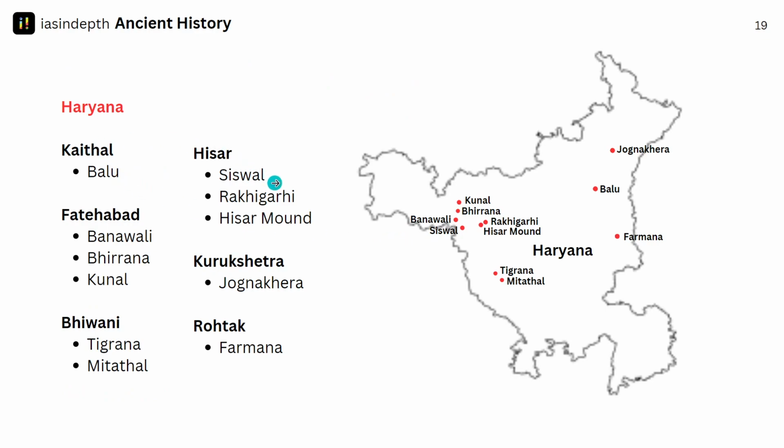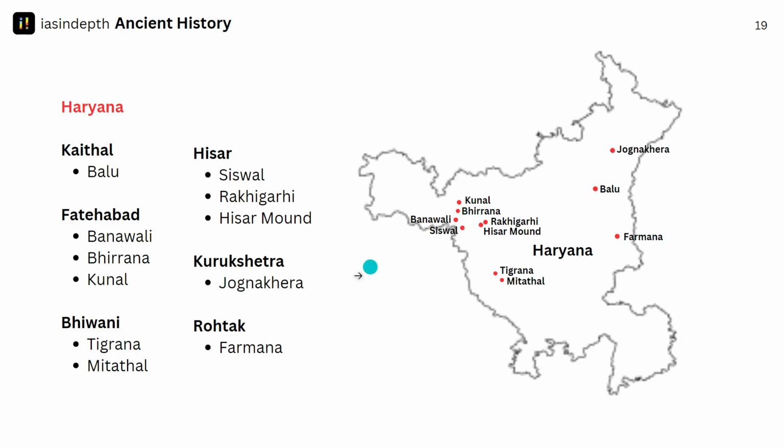Now, in Haryana, we can see Harappan sites in Kaital district, Fatehabad district, Bhiwani district, Hisar district, Kurukshetra, as well as Rohtak. In the eastern part, we can see Kurukshetra, Kaital and Rohtak. You can see the sites in Rohtak, Farmana, in Kaital, Balu, as well as in Kurukshetra, Jognakera. These sites are located on the banks of the Yamuna River, which flows as the border between Haryana and Uttar Pradesh.